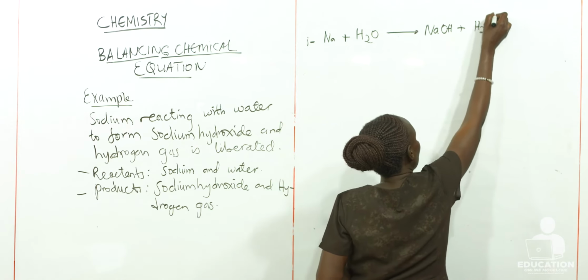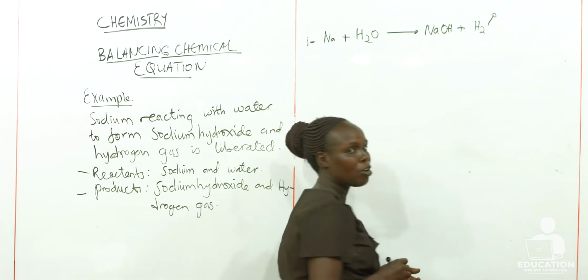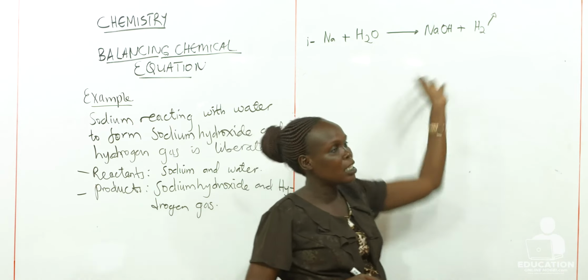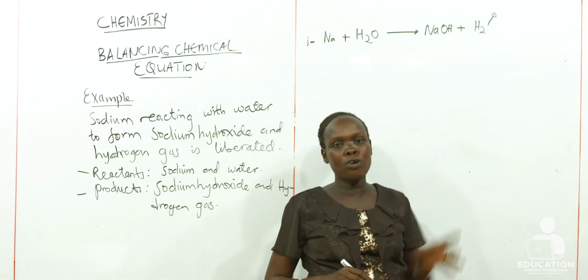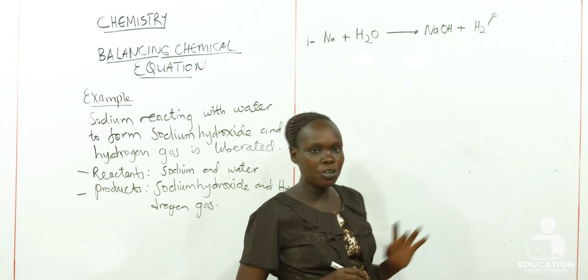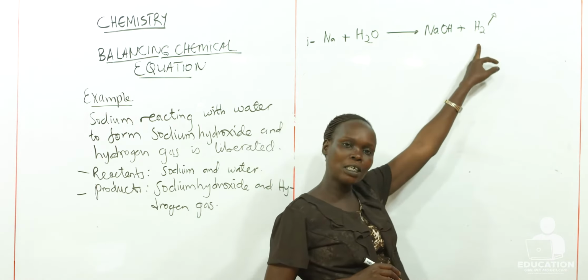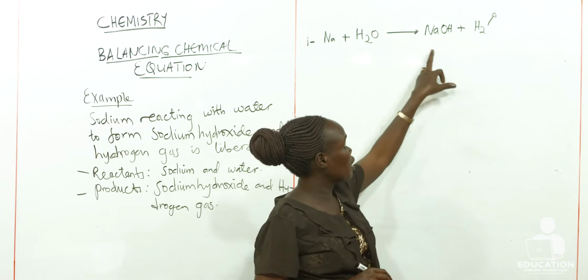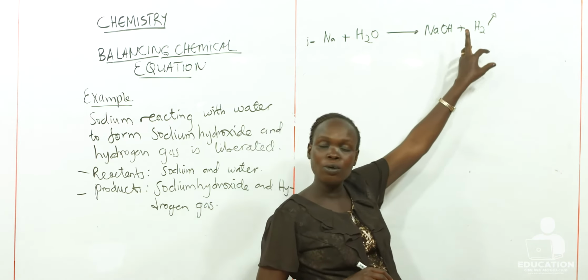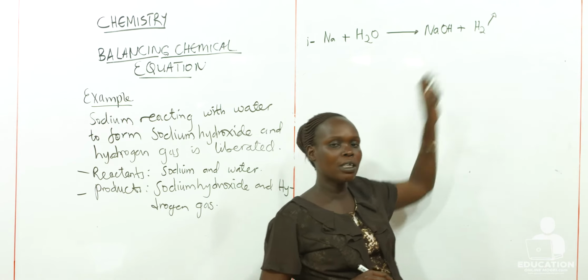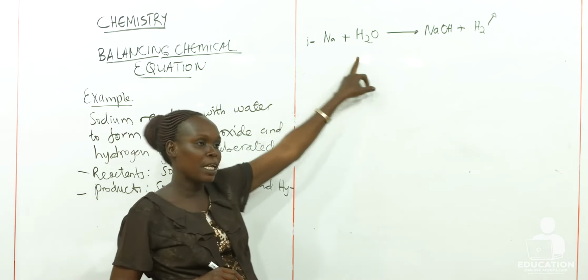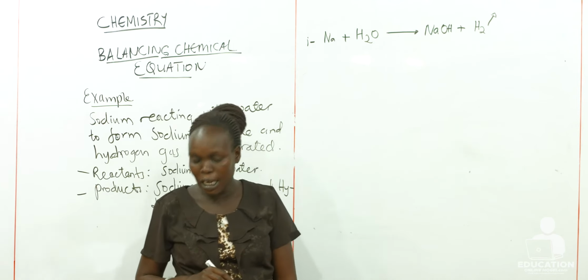hydrogen gas, which is represented by an arrow going up. So here an arrow going up is showing that there is something being removed from the reaction. So it means that there is hydrogen gas coming out from the reacting vessels. So here sodium hydroxide is one of the products and hydrogen gas is one of the products. So sodium and water here are representing the reactants.